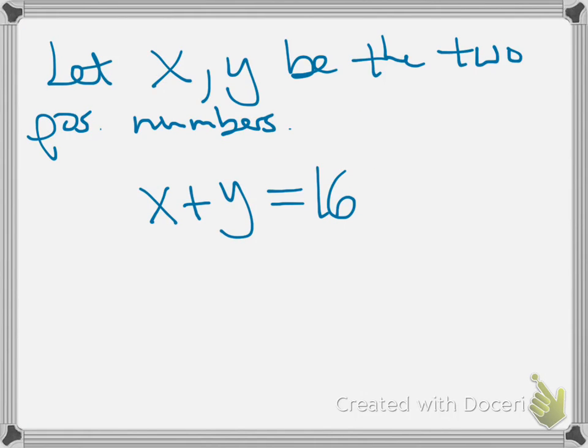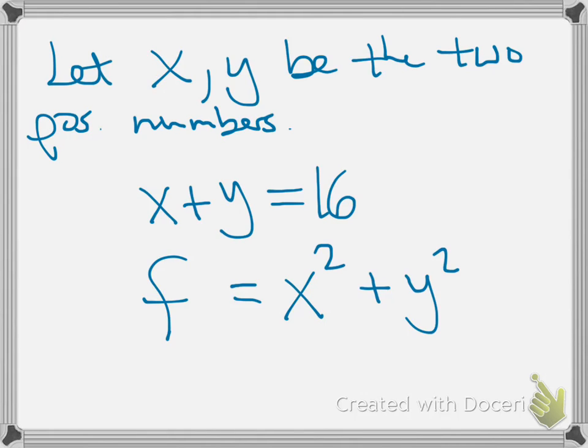Just to give it a name, let's call f the sum of their squares. The sum of their squares would be x squared plus y squared. And this is what we're trying to minimize.